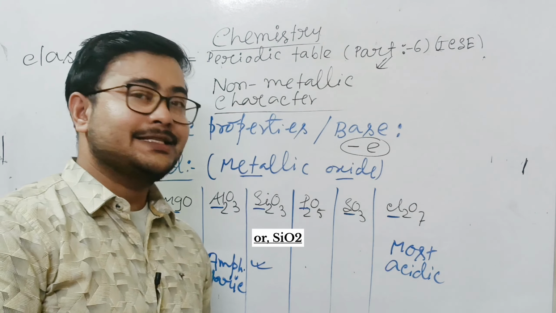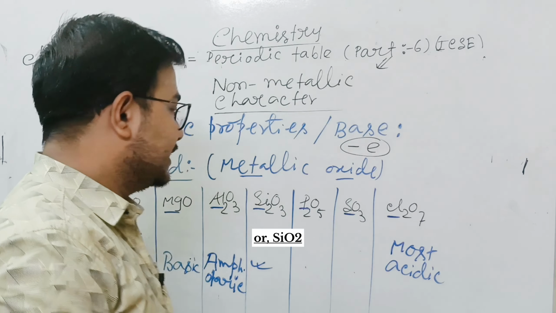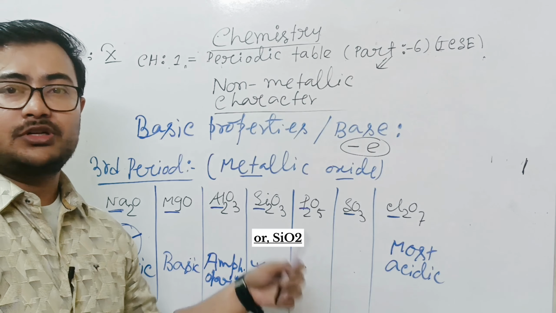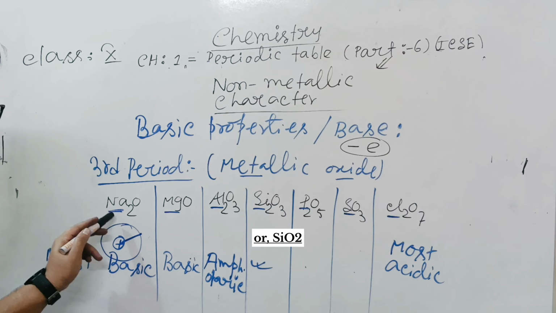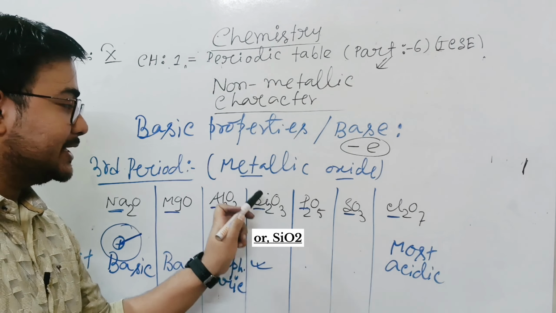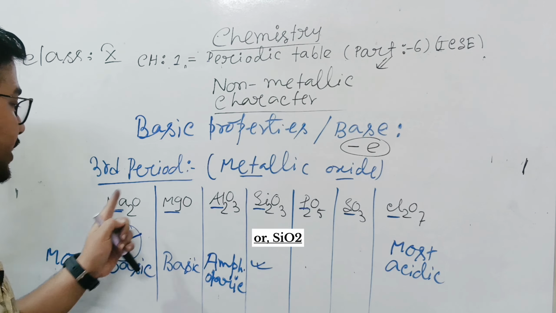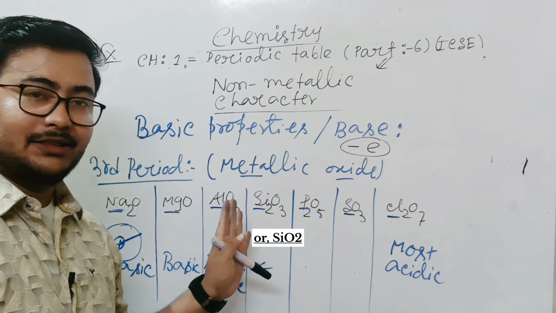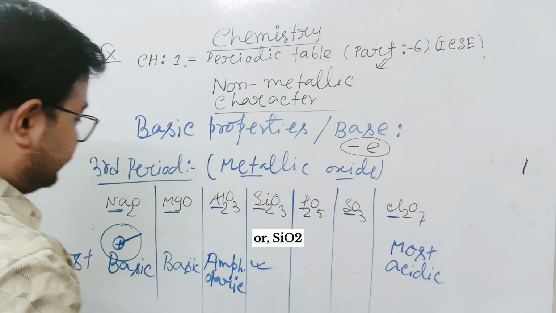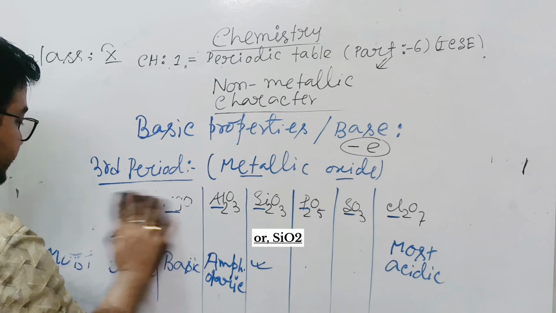So when this type of question comes in the exam, don't consider the formula, don't consider the oxygen, everything. Only consider the main atom, that is the main element: sodium, magnesium, aluminum, like that. Okay, so this is done.